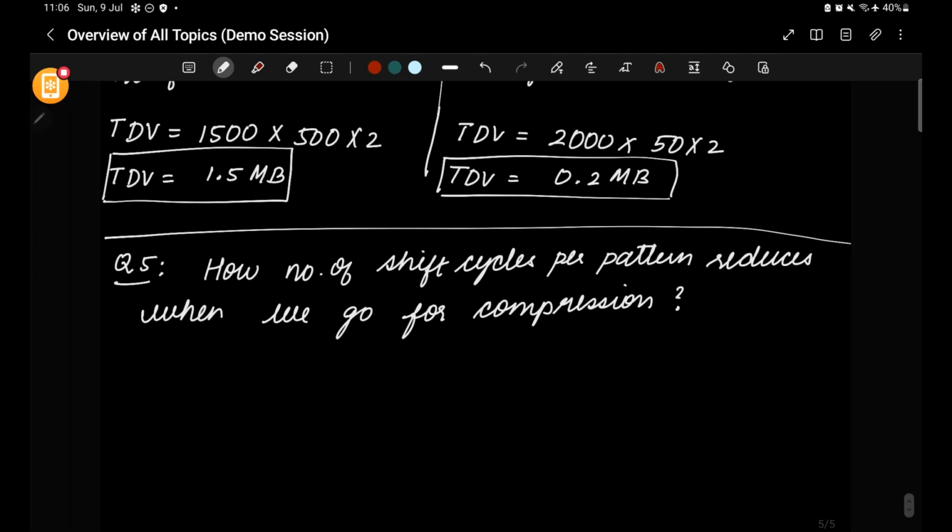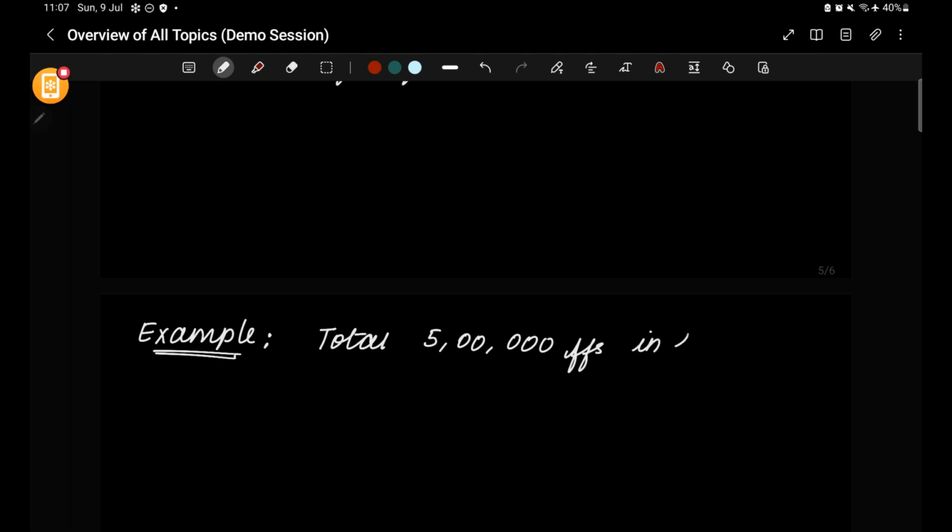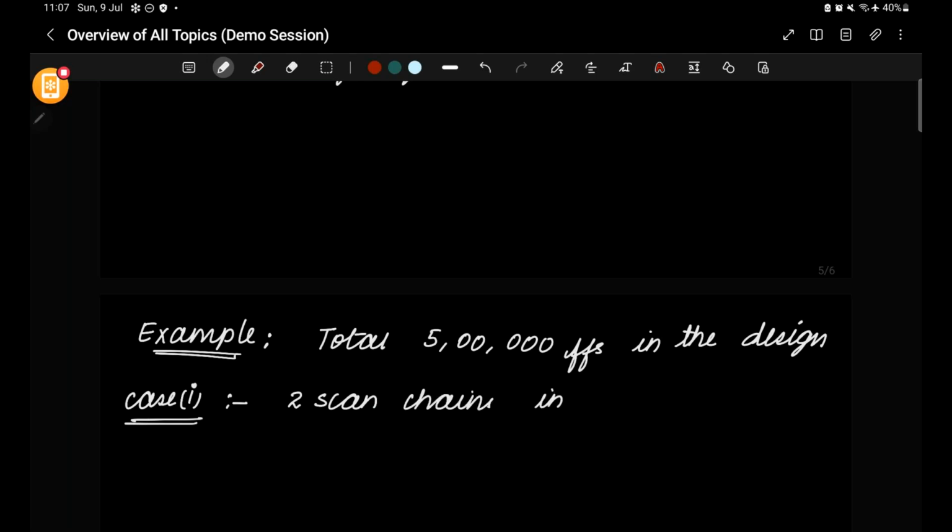I will give three cases. Case one: assume an example. We have a total of 5 lakh flops in the design. In case 1, there are 2 scan chains in the design.